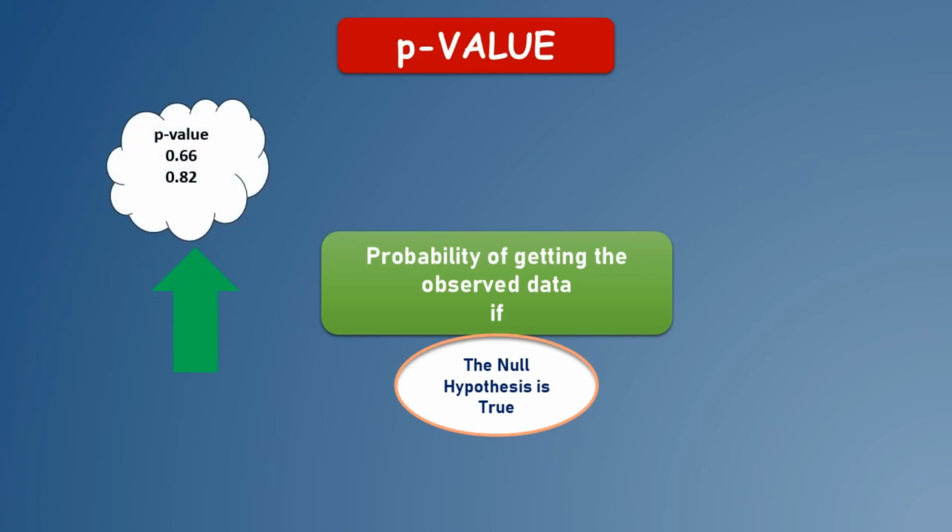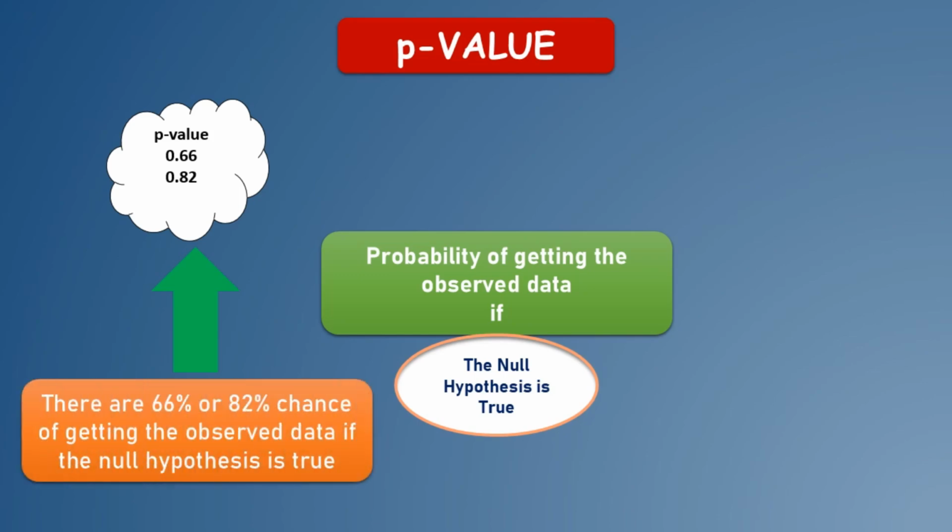Suppose p-value is large, like 0.66 or 0.82, etc., then it can be interpreted as that there are 66% or 82% chances of getting the observed data if the null hypothesis is true. Here we can say that null hypothesis must be true. That's why we are getting such high chances of obtaining the data.